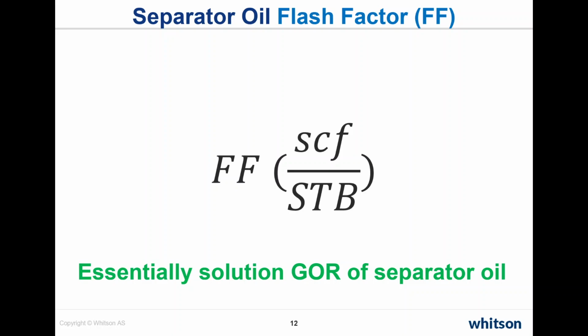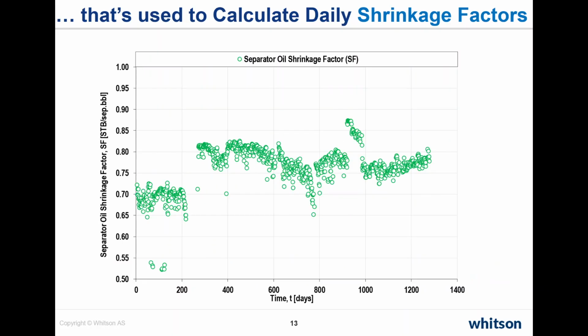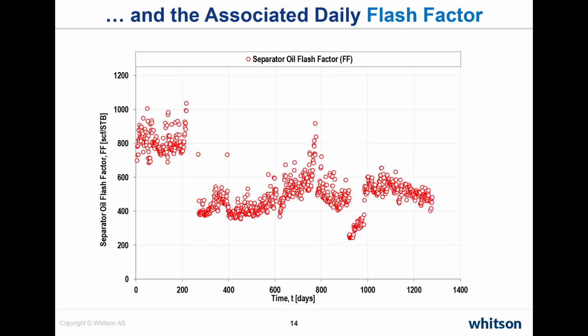the solution GOR of the separator oil. It's just scf per stock tank barrel, and it's the amount of gas that's actually in the separator oil when you measure it. When you calculate these over time, this is just an example of separator oil shrinkage, they can change significantly. They can start at 0.7, and then in this case there are days where you're above 0.8. Many times you'll like to capture this information, and this is the same chart showing the flash factors as well.